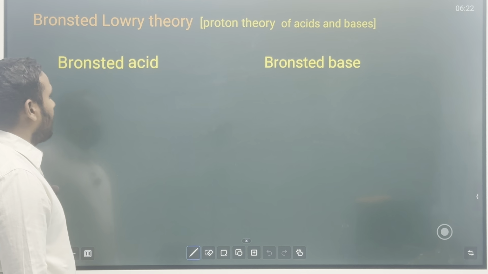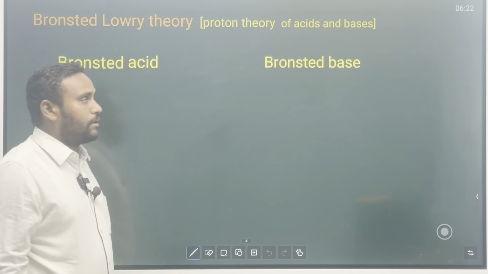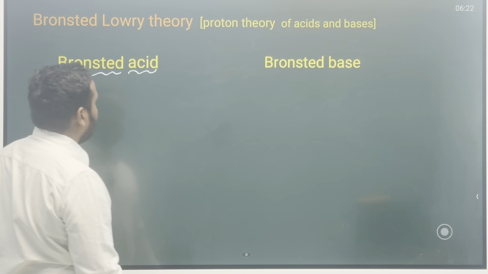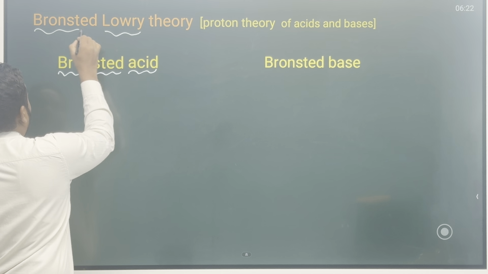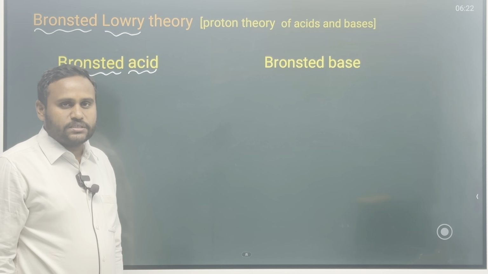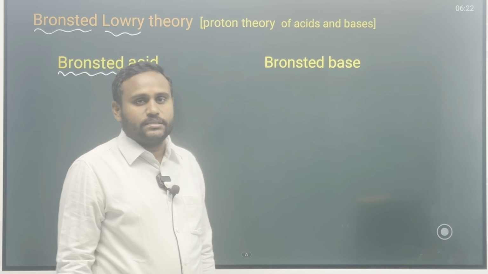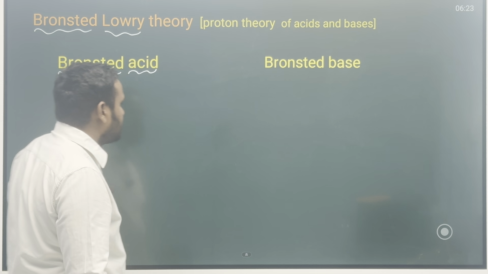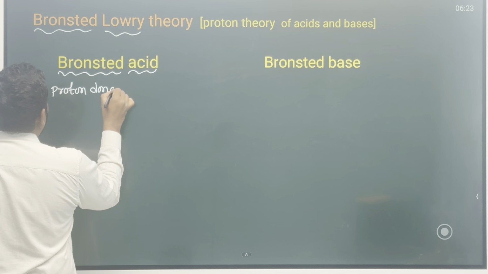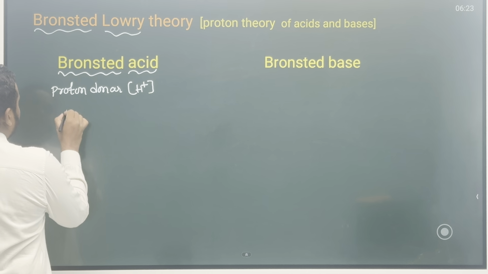Next, we will see Bronsted-Lowry theory. This is also called the proton theory of acids and bases. First, what is a Bronsted acid? Here Bronsted and Lowry are two different scientists. They individually put forward this theory, and that is why it is known as Bronsted-Lowry theory. What is the Bronsted-Lowry acid? The substance which can donate H+ ions, means proton donor. Proton donor means H+ donor. Proton donor is called acid.